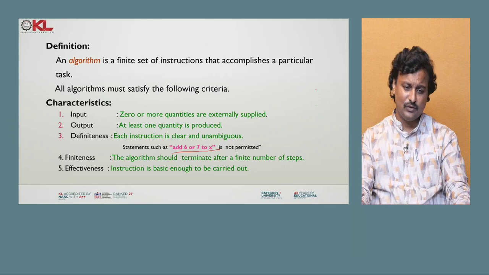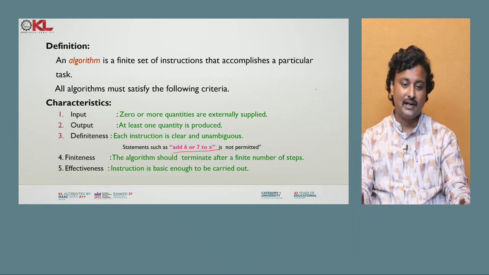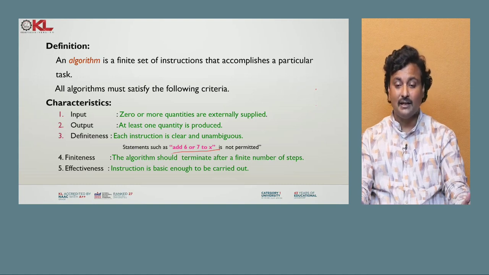Finiteness. What do you mean by finiteness? A program should terminate after a finite set of iterations, a finite set of instructions. There should not be any program with infinite iterations. So whenever we are writing a program, make sure our program has a finite set of steps. The fourth characteristic is finiteness. The finiteness defines that the algorithm should terminate after a finite number of steps. Let us say 6 iterations, 7 iterations, and so on.